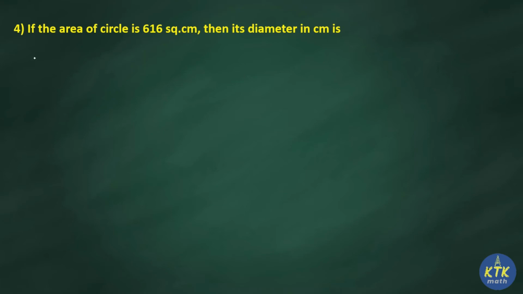Question number 4. If the area of a circle is 616 square centimeter, then its diameter. They are asking for the diameter. They gave 616 as its area. So just check out the options there: 7, 14, 21 and 28. All the units are given in terms of centimeter.